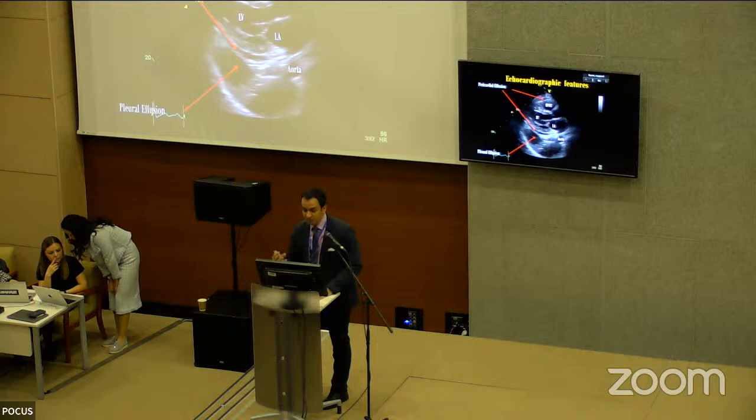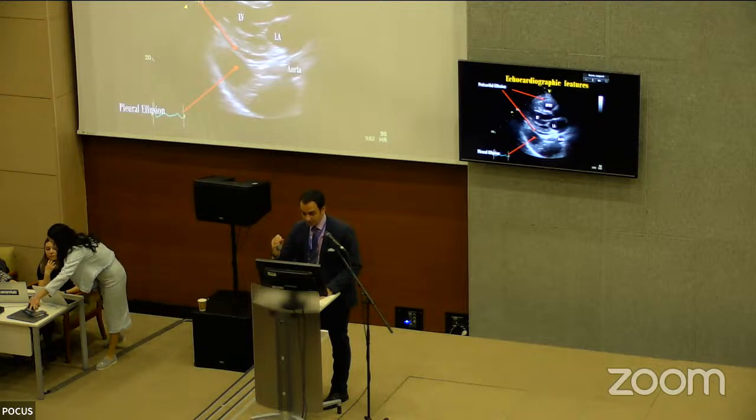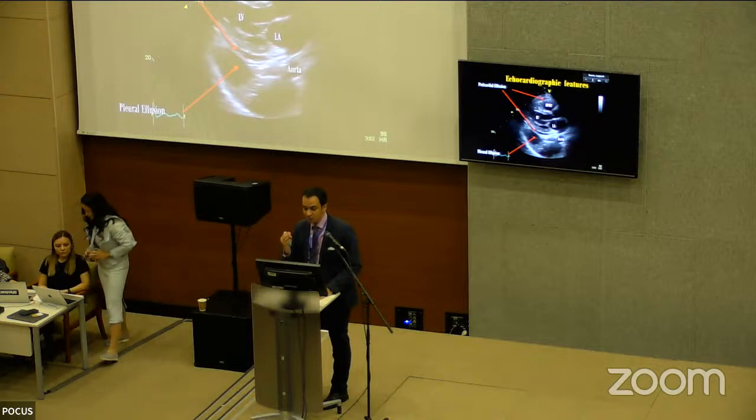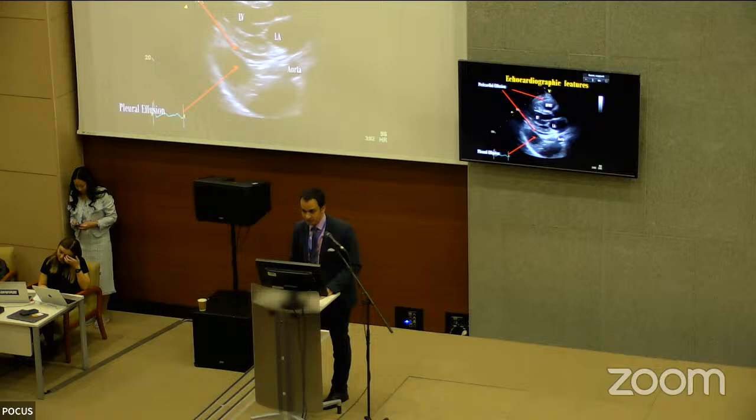So the RVOT at the top, and then you have an echo-free space anterior to the RV, which is a pericardial fluid. And then you also see the left ventricle, and behind the left ventricle, there are two different echo-free spaces. One of them is quite small, a rim of fluid, and one is quite large.